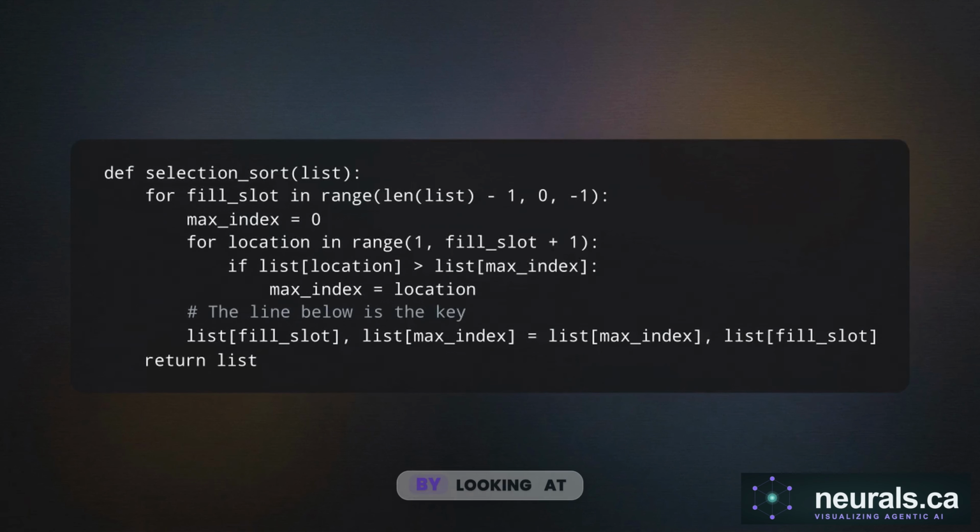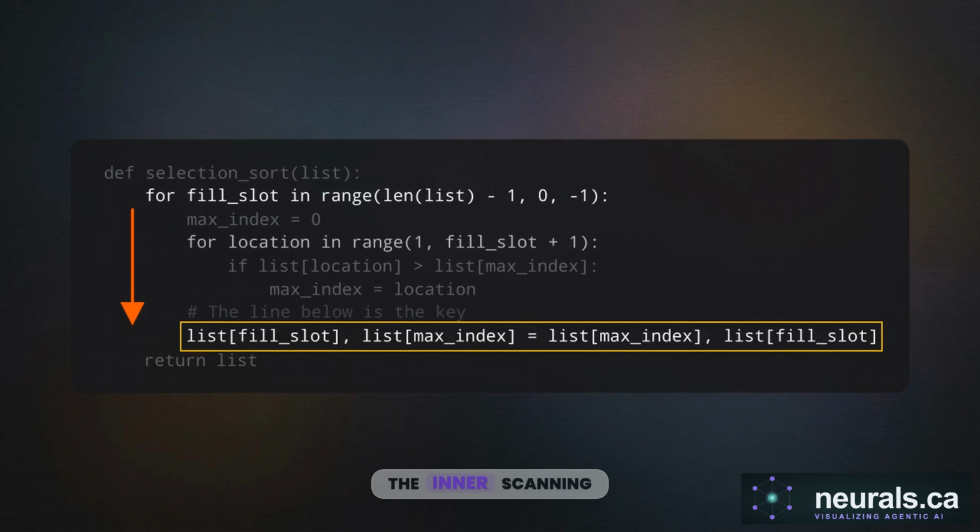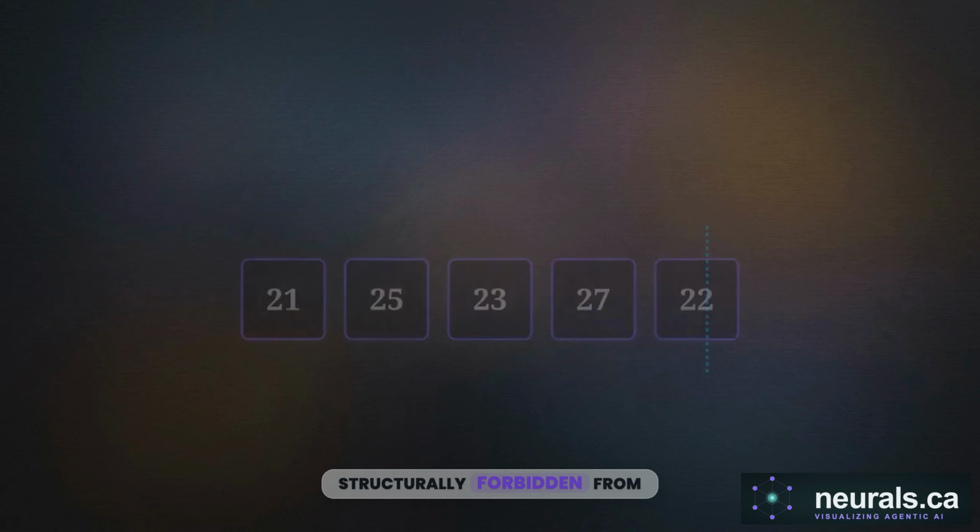We can see exactly how this mathematical limit is enforced by looking at the Python source code. The actual command to swap 2 items is pulled completely outside the inner scanning loop. The inner loop only reads data. It is structurally forbidden from writing.